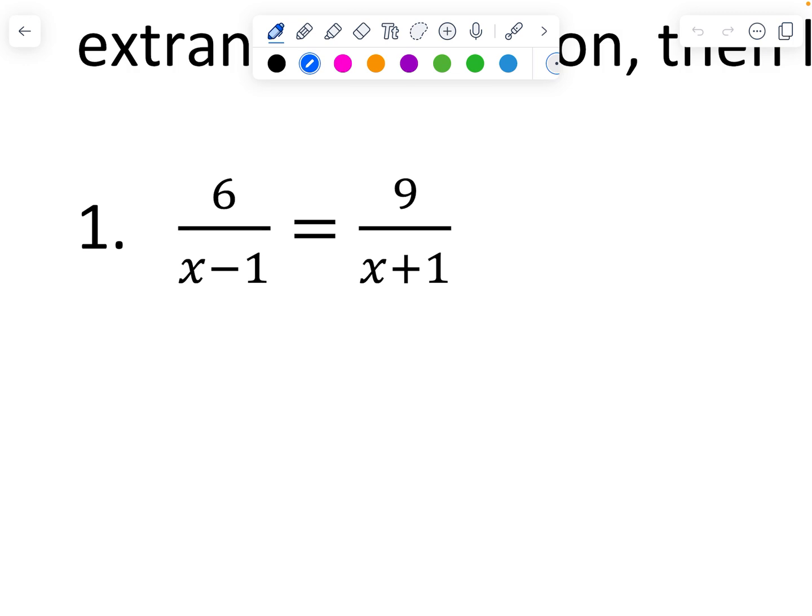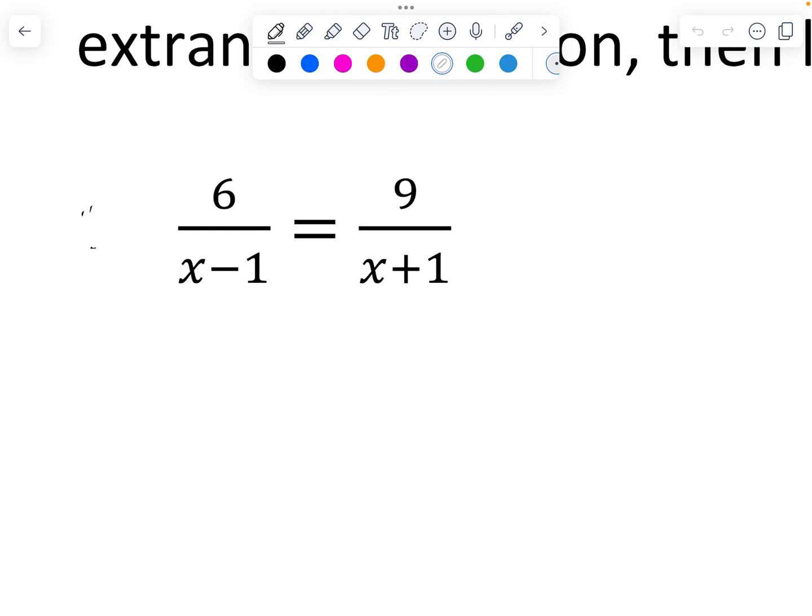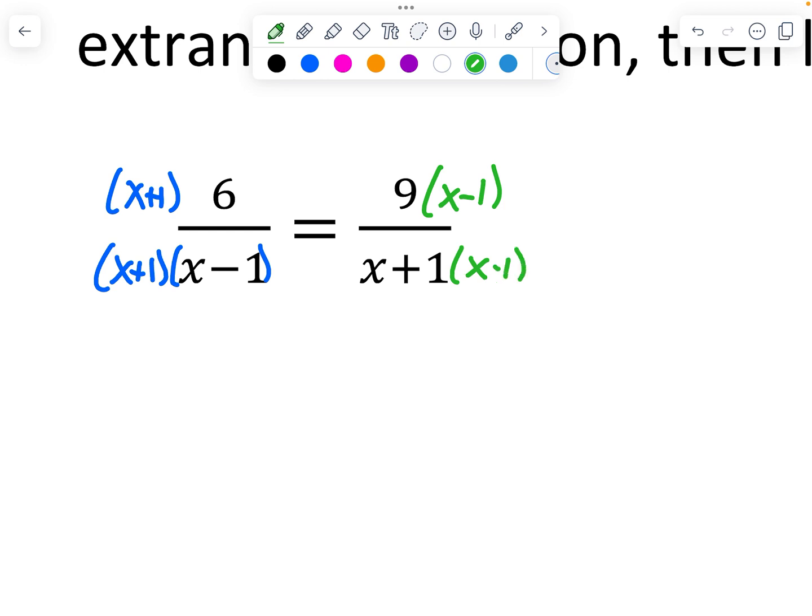Number one, we're going to get a common denominator. So this side needs an x plus 1. This side needs an x minus 1. Get rid of this number here so it's not in the way, but this is number 1. And so I'm going to multiply this side on top and bottom by x plus 1, and multiply the other side by x minus 1. And so you don't need to FOIL the denominator.